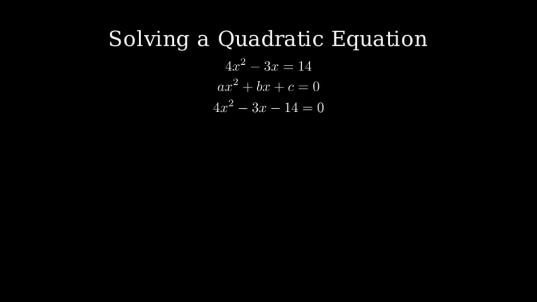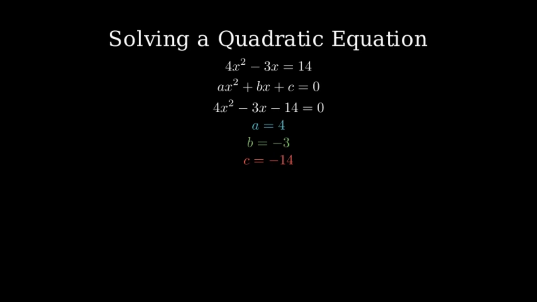Welcome! Today we'll solve the quadratic equation 4x squared minus 3x equals 14 using the quadratic formula. First, we need to get the equation into standard form, which is ax squared plus bx plus c equals 0. Let's subtract 14 from both sides to get all terms on the left. Now, we can identify our coefficients. A equals 4, b equals negative 3, and c equals negative 14.